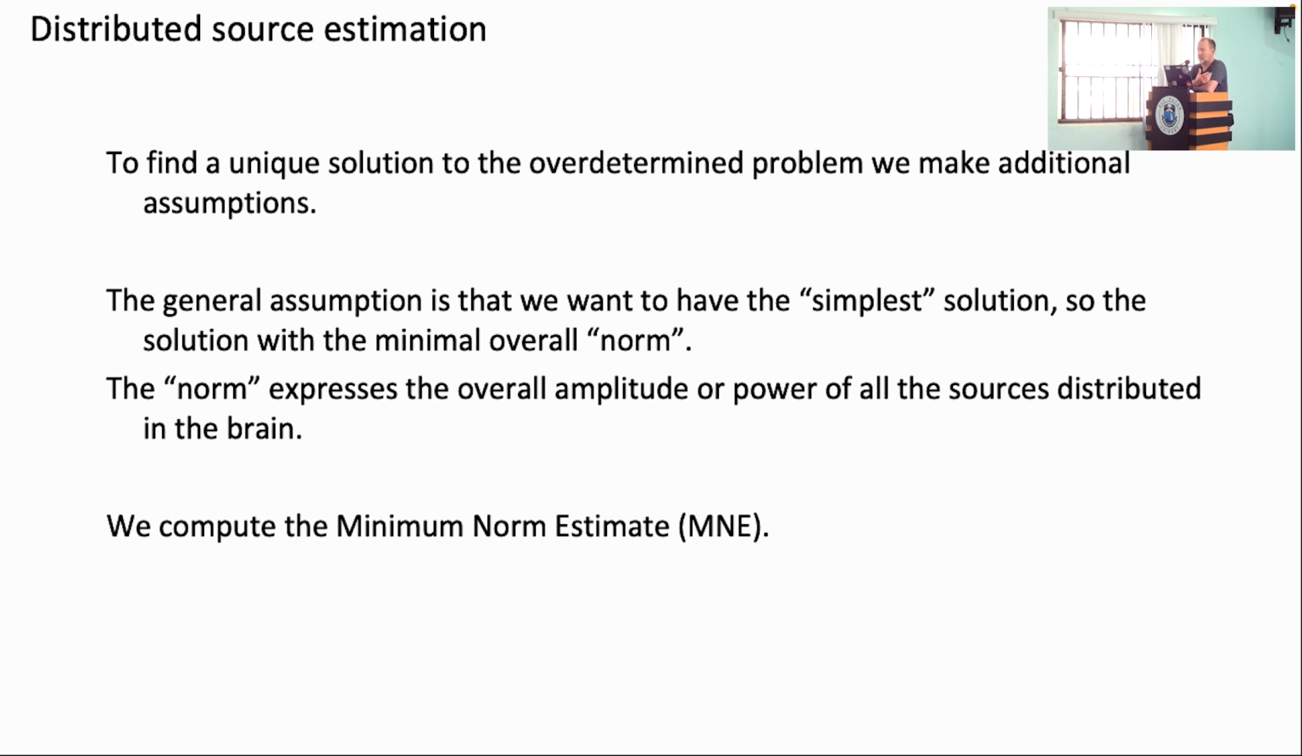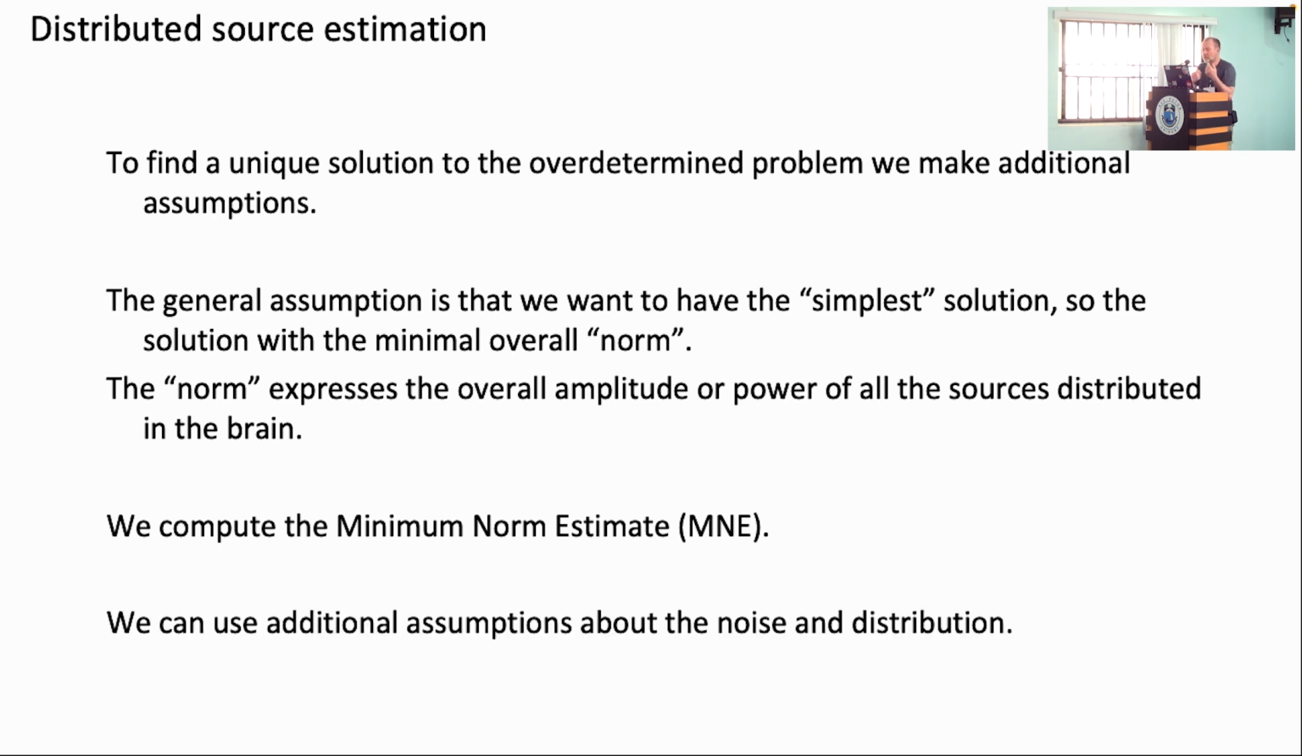So we're trying to estimate the activity under the constraint that the overall activity in the brain is as small as possible. We're basically making the assumption that the brain is efficient and that the brain is not using excess activity everywhere. And if we want, we can use additional assumptions, for example, about the noise, so that the solution should not explain a fraction of the data because that fraction is noise. And we can also make assumptions about the distribution of the activity. So if we have a priori knowledge, we can weigh the distribution and we can compute a weighted minimum norm solution.